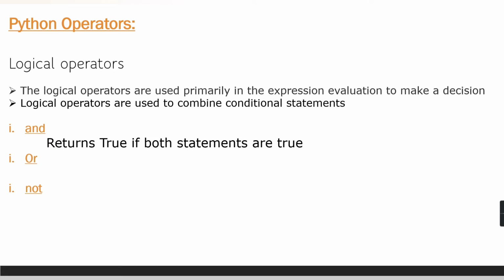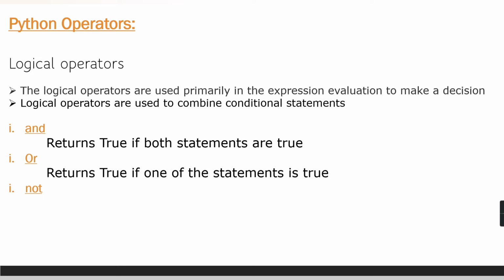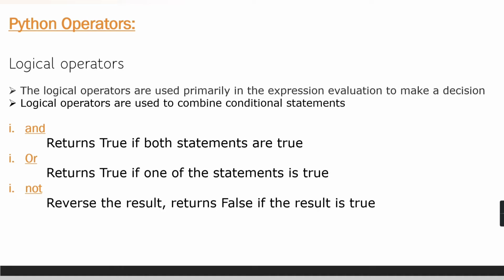So what will the AND operator do? AND will return true if both statements are true. It will return false if any one of the statements is false. The OR operator will return true if one of the statements is true. So if one statement is true and another statement is false, then the OR operator will return true in that case. And the NOT operator will reverse the result. Meaning if the result is false, then it will reverse it to true. So let's check in code how we can declare these three operators AND, OR and NOT.